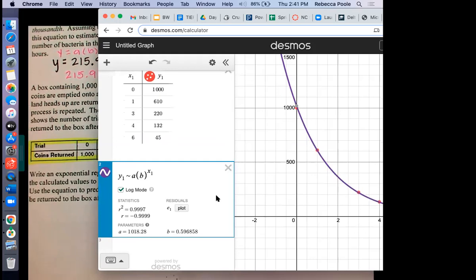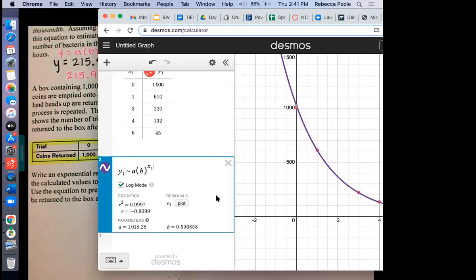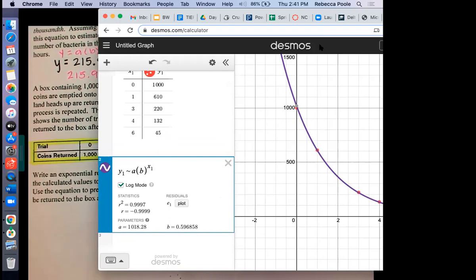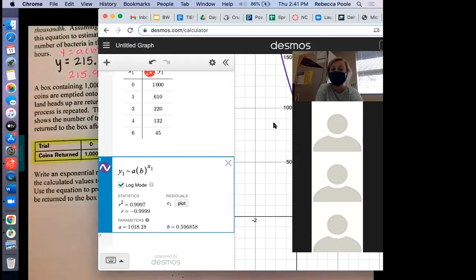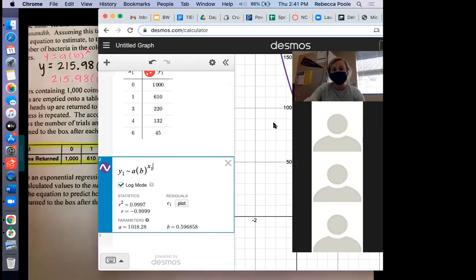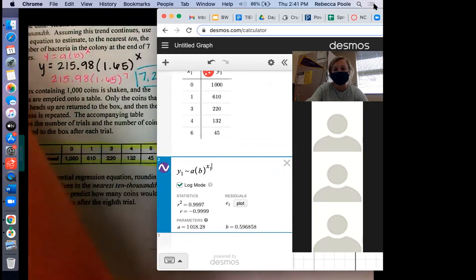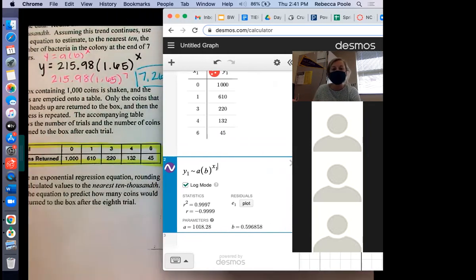I don't really have any other way to say it. Like, you got to click it. I'll think of a funny way to help you remember it. Log mode. Click log mode. So it says on our worksheet, I'm going to move this so y'all can see it. It says write an exponential regression equation.